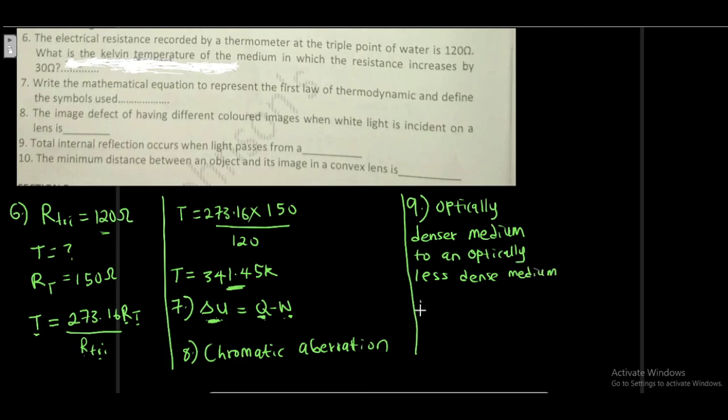And then question 10 says the minimum distance between an object and its image in a convex lens is given as 4 times the focal length. This is the minimum distance. F is the focal length. So 4 times the focal length, or 4f, is the minimum distance between an object and its image in a convex lens.